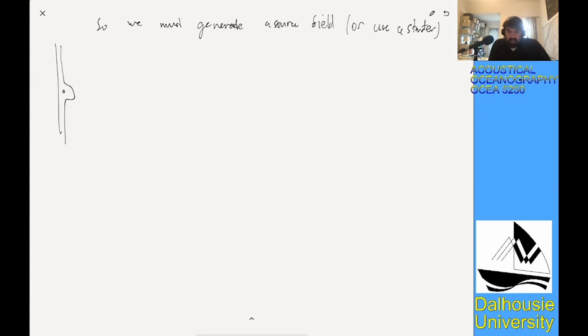So we must generate a source field or use a starter. Keeping with this historical theme, people started by just saying their field was going to have some Gaussian as their source, and then they would march that field forward. And generally, we use a self-starter.